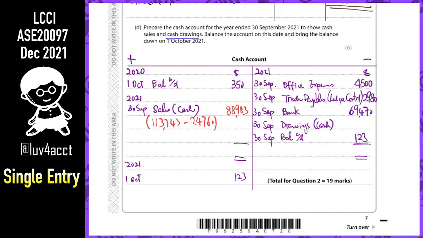And after this, we have to balance our account. Given our drawings, cash drawings 12260. And it is done.